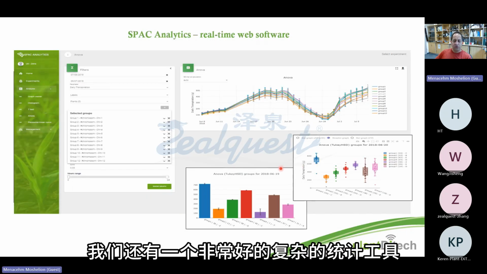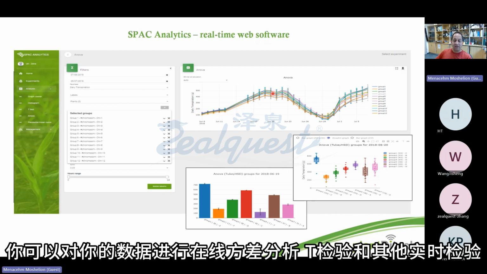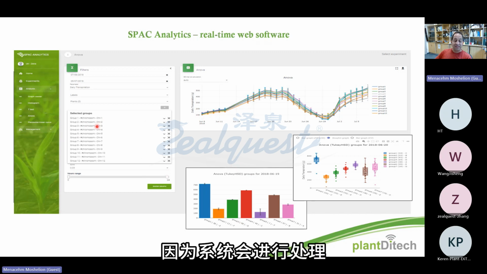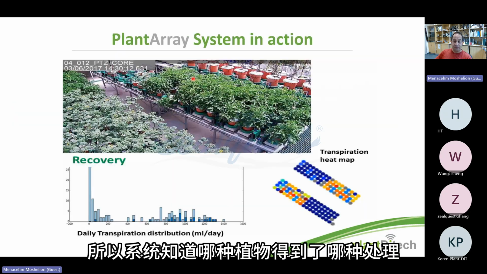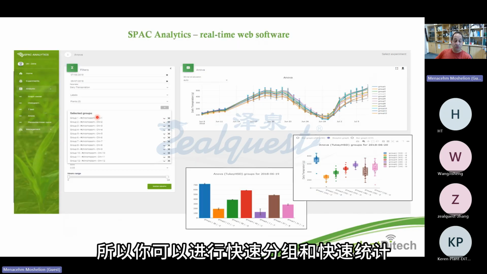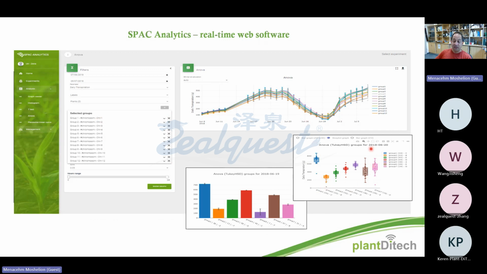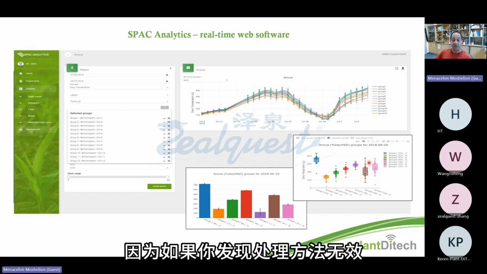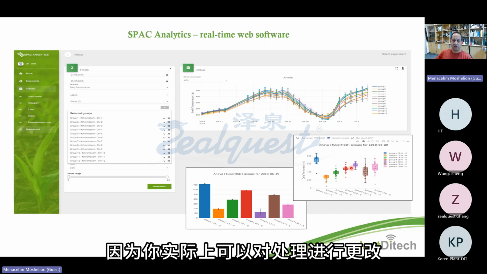We also have very good, sophisticated statistical tools. You can do online ANOVA, t-tests and other tests in real time on your data. Because the system gives the treatment, the system knows which plant got which treatment, so you can get the grouping very fast and the statistics very fast. So you can get your data in real time, and this is very helpful because you can actually change treatments if you see they are not beneficial, or even stop the experiment and save time.